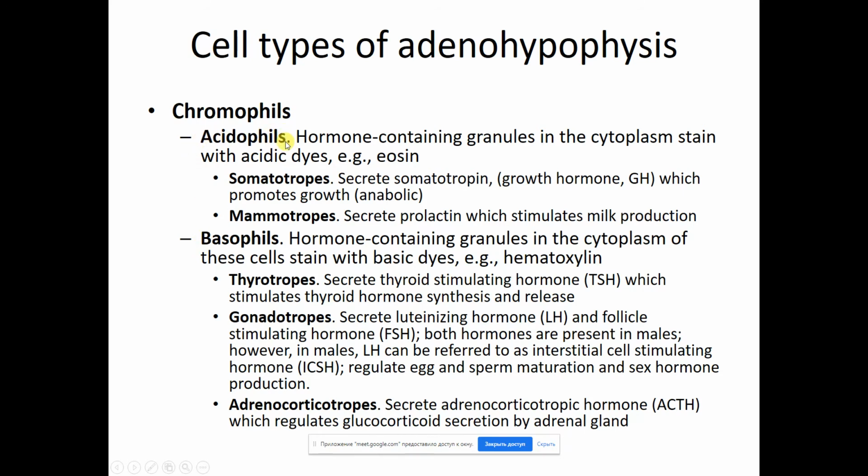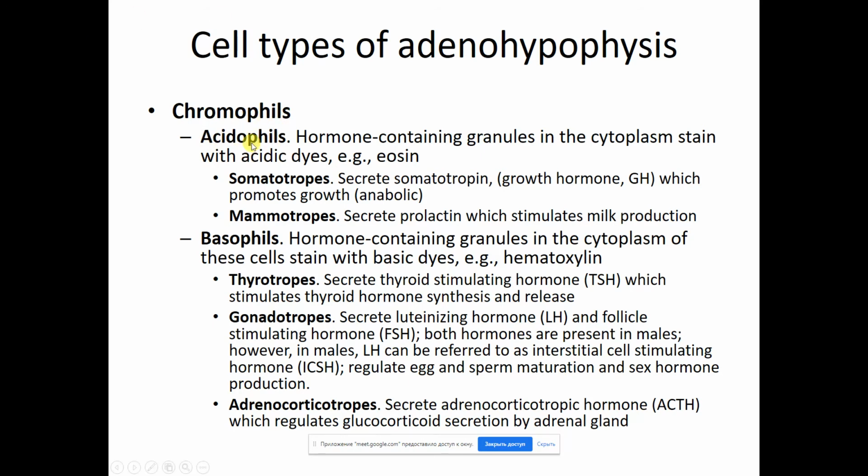Just to prevent your confusion, chromophobes have no well-known function. Might be they play a role like basal cells, like stem cells, which are used for reproduction of the cells. Might be, but the function is unclear yet. But chromophils are active cells which produce some specific hormones.